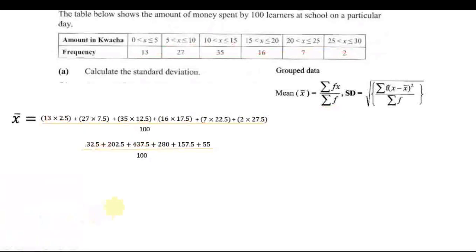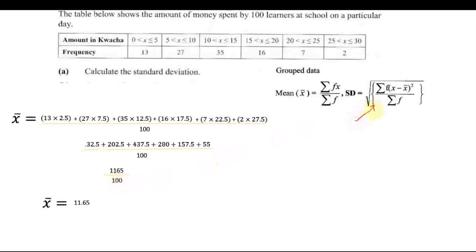And we are going to get 1165. Then that value, make sure you divide it by 100 because we've not used 100 yet. So if you divide 1165 by 100, you should be able to get 11.65.